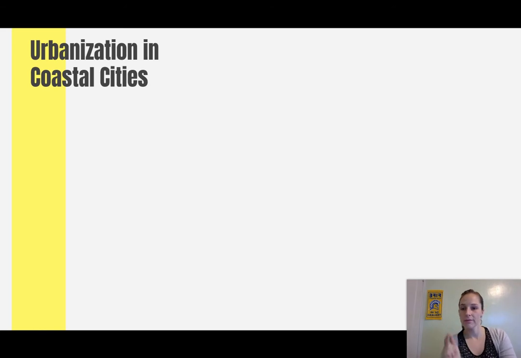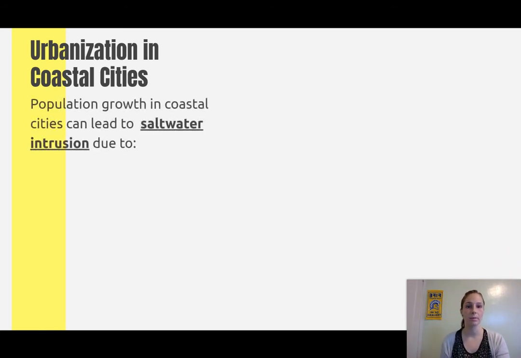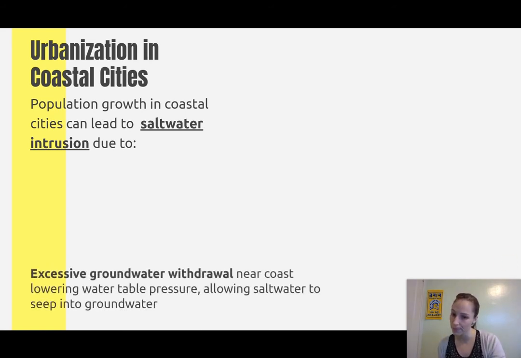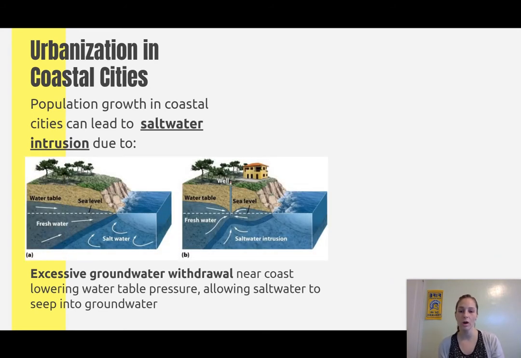So specifically, we're going to first focus on what can happen with urbanization in coastal cities, which is going to impact some of the areas in Washington that are near the coast. Population growth in coastal cities can lead to what's called saltwater intrusion. Saltwater intrusion is where you're going to have excessive groundwater withdrawal through wells near the coast, which is going to lower the freshwater table and allow saltwater to seep into the groundwater.